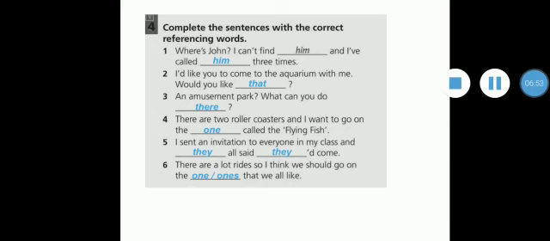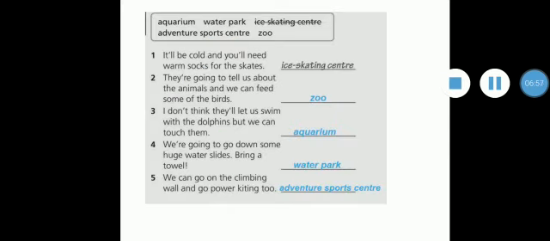Exercise number five, we have descriptions and we have words in the box. We're going to read the description and see what this description refers to or describes, which one of these words. Number one, it will be cold and you will need warm socks for the skates, Ice Skate Center. Number two, they are going to tell us about the animals and we can feed some of the birds, zoo. Number three, I don't think they will let us swim with the dolphins, but we can touch them, aquarium. Number four, we're going to go down some huge water slides, bring a towel with water park. And the last one, we can go on the climbing wall and go power kiting to Adventure Sports Center.